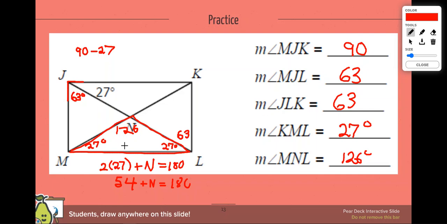Now it doesn't ask us for that, but we would know that this would be 126 degrees also. Okay, and we would know that 180 minus 126 would give us 54 degrees for the other interior angle here, right? And just in case you wanted to check, if you add 54 plus 63 plus 63, you would get 180, right? So we can find the rest of the angles.